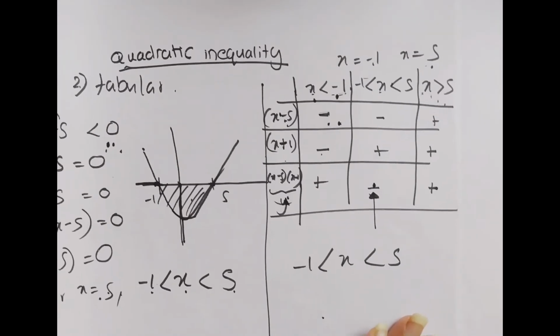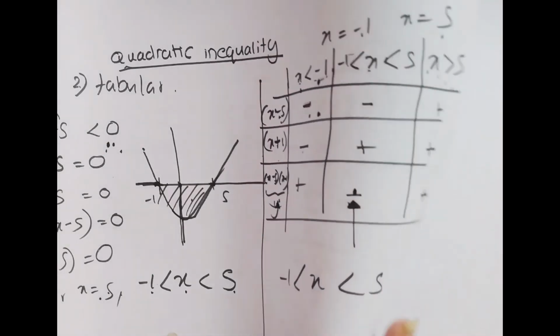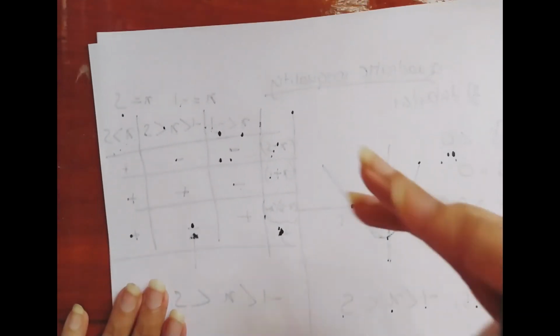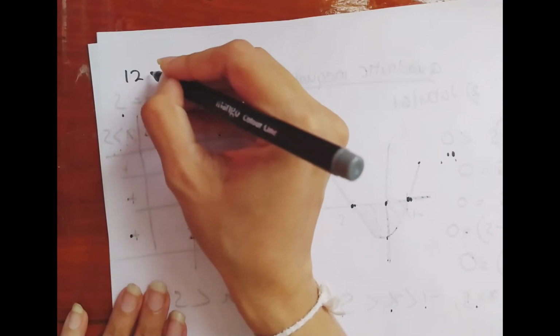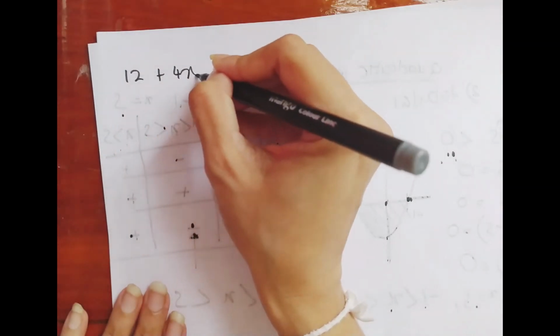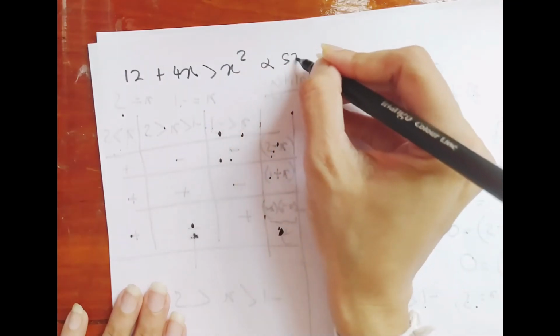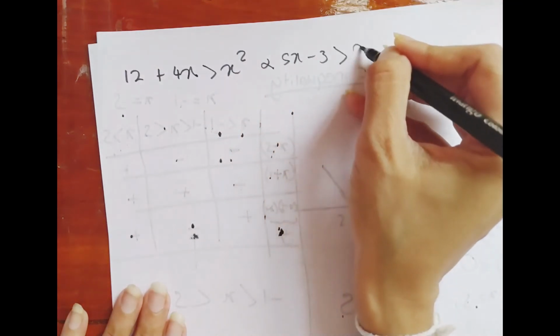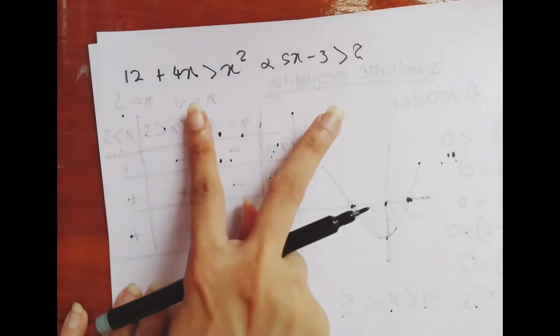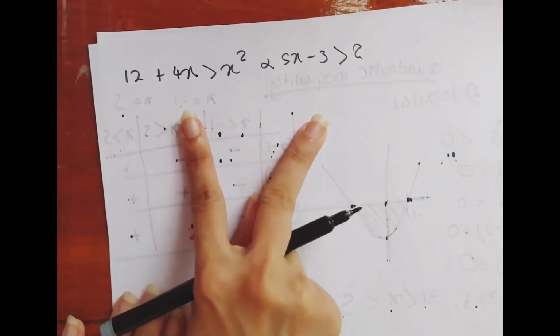So this is one way of doing it. So we'll check if you have a quadratic with a linear, how you are going to solve it. That means, think it is like this. 12 plus 4x is greater than x squared and 5x minus 3 is greater than 2. So these are the two inequalities.